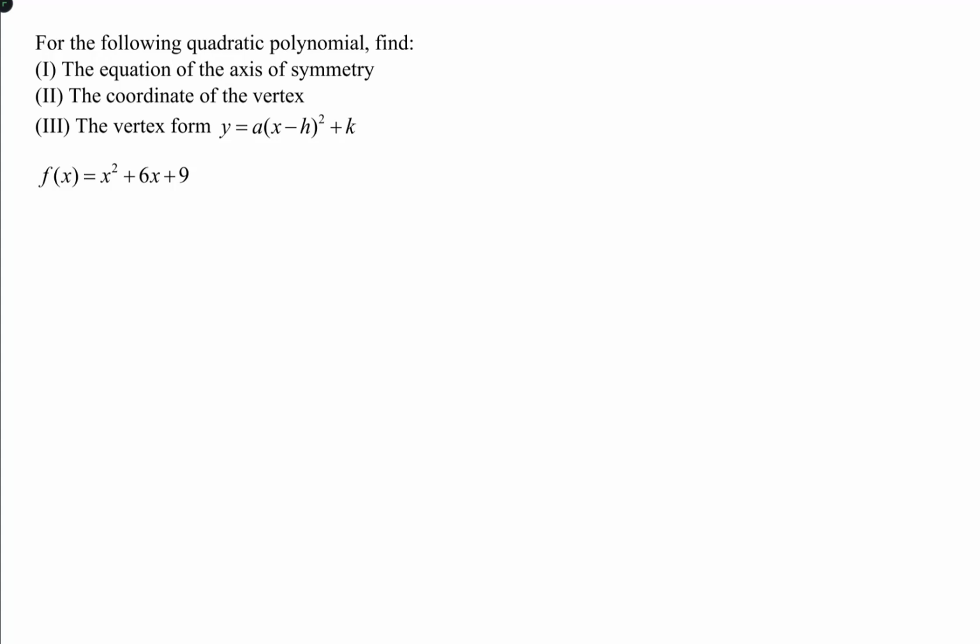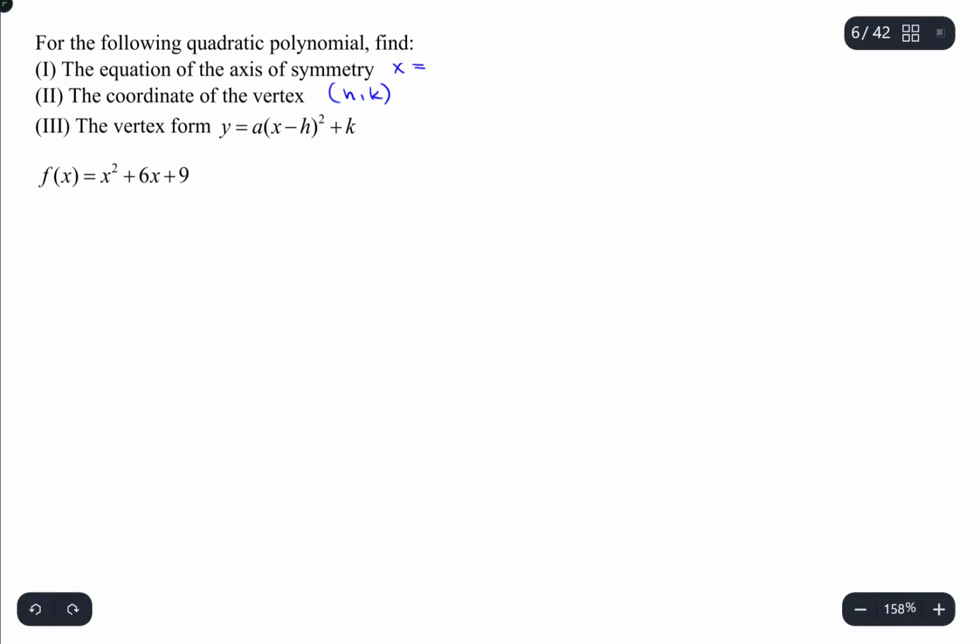Okay, so in order to come up with each of these, it probably makes most sense to get the vertex form first. Because if we had the vertex form of this equation, we could just read off the values h and k to get the coordinate of the vertex. And then the axis of symmetry is just a vertical line passing through the x-coordinate of your vertex. So we would have both of those things fairly easily.